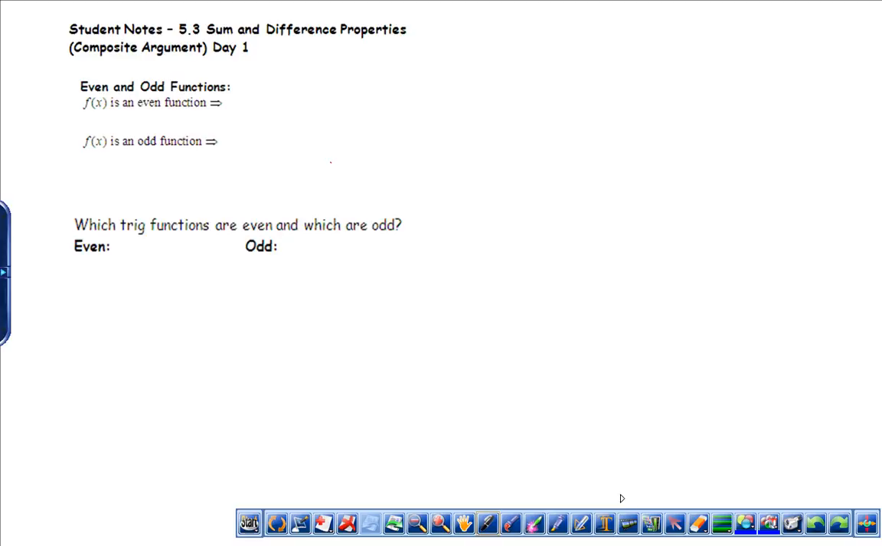This is 5.3, sum and difference properties. Okay, we're going to start by talking about even and odd functions.